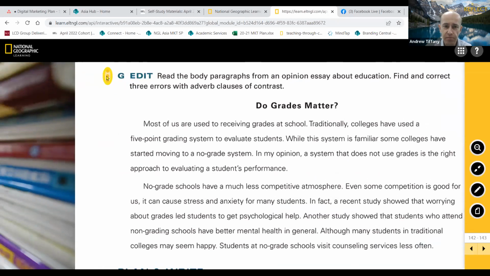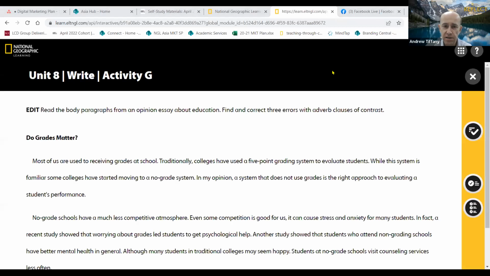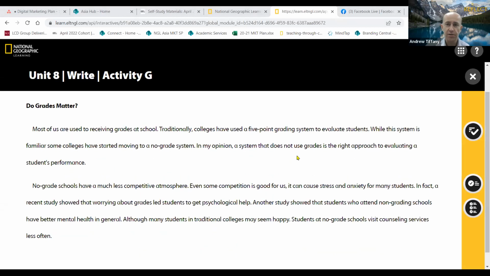And actually what I'll do is, let me pop it up this way. Here we go. So then we can actually see the different pieces as we're looking through, right? So just scroll down a fraction. So where can we see some errors here? So most of us are used to receiving grades at school. Traditionally, colleges used a 5-point grading system to evaluate students. While the system is familiar, some colleges have started moving to a no-grade system. In my opinion, a system that does not use grades is the right approach to evaluating a student's performance. No-grade schools, da, da, da, da, da.